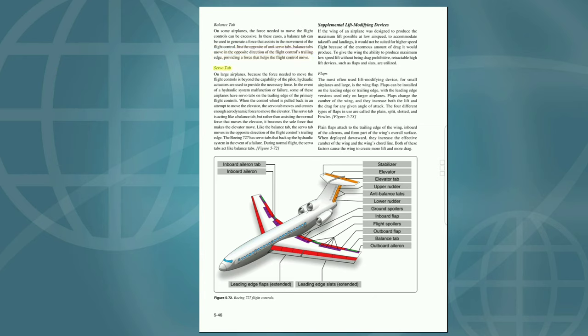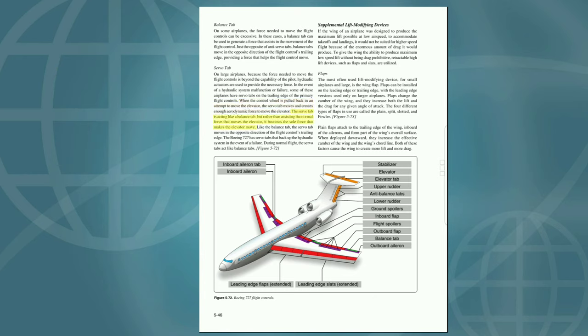Servo tab. On large airplanes, because the force needed to move the flight controls is beyond the capability of the pilot, hydraulic actuators are used to provide the necessary force. In the event of a hydraulic system malfunction or failure, some of these airplanes have servo tabs on the trailing edge of the primary flight controls. When the control wheel is pulled back in an attempt to move the elevator, the servo tab moves and creates enough aerodynamic force to move the elevator.